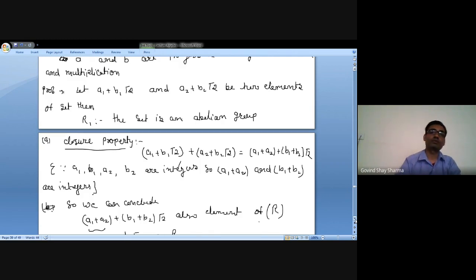So elements of R have this type: a1 plus b1 root 2 and a2 plus b2 root 2. Then a1 plus a2 plus (b1 plus b2) root 2 is also an element of R.